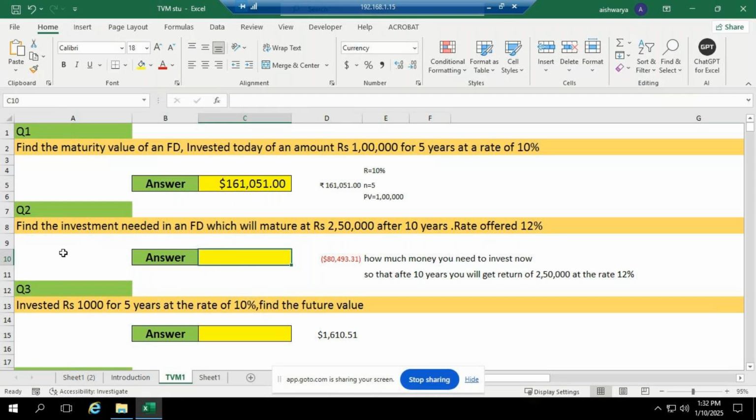Then the second one: find the investment needed in an FD which will mature at rupees 2,50,000 after 10 years. The rate offered is 12%.